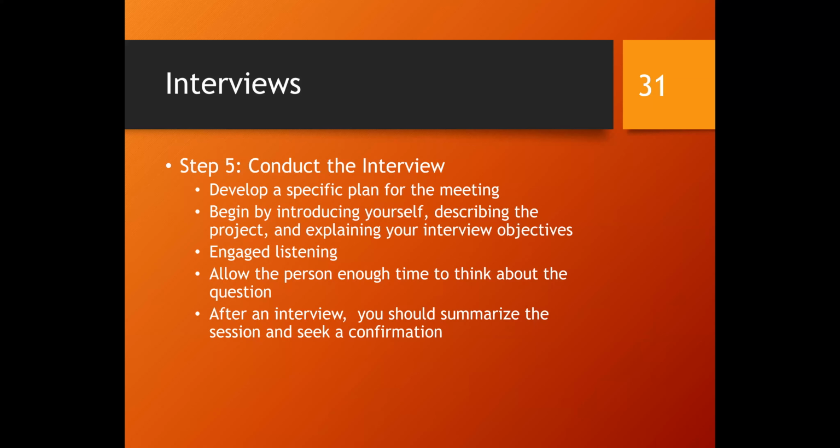And the next one, engage in listening. The things that you and the interviewee shouldn't do: both of you shouldn't be on a mobile phone while interviewing each other or answering questions in the interview session. You must not be on the smartphone. Then allow the person enough time to think about the question before they answer.